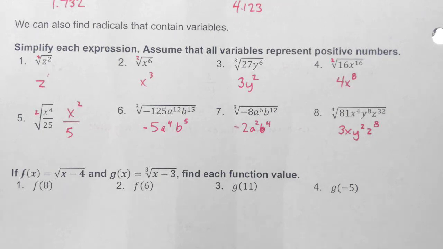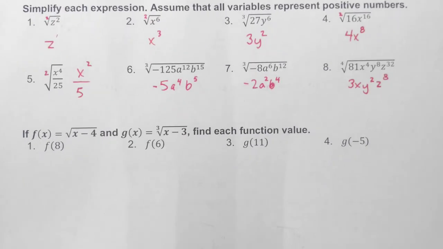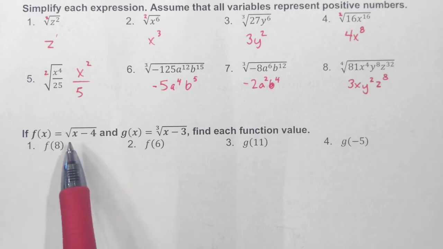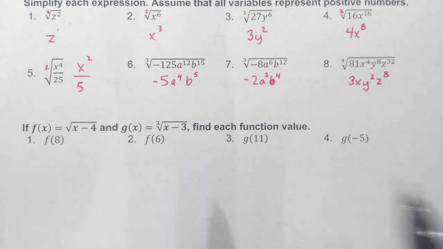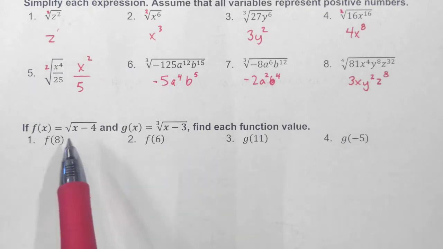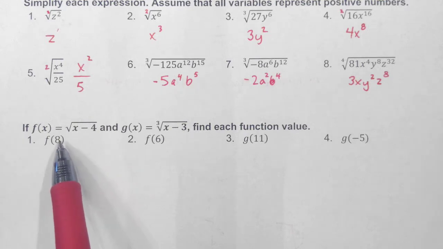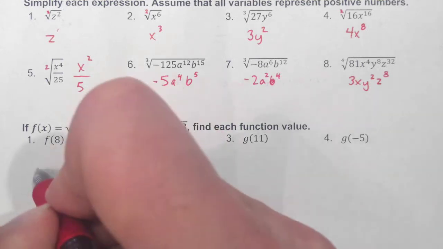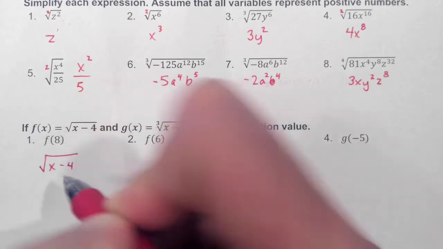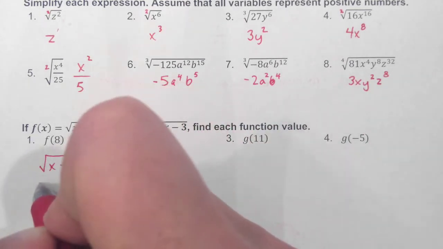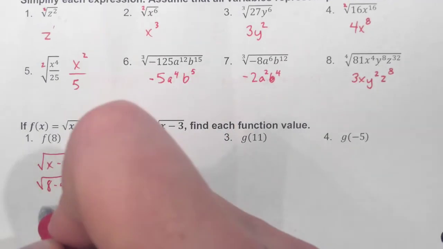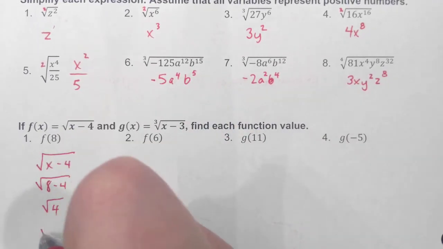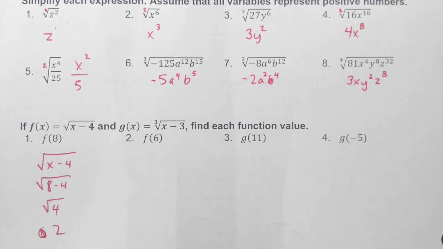All right. At the bottom of this page, they're going to say either use the f function or the g function, and just plug it in, simplify, and do as much as you can. So this time use the f function, plug in 8 into the f function. I'm going to write down the f function. It is the square root of x minus 4. This time we're plugging in 8. So it's the square root of 8 minus 4. Do the math inside of there. 8 minus 4 is 4. Square root of 4 is 2. So you get 2.